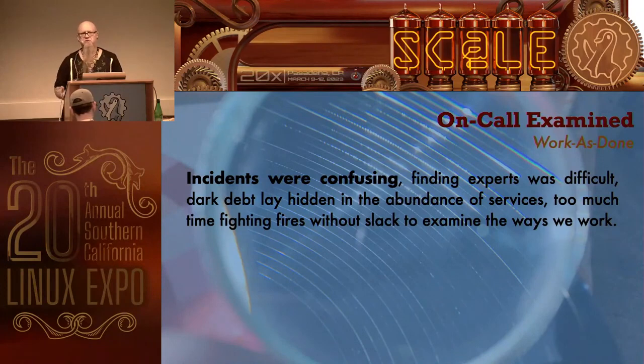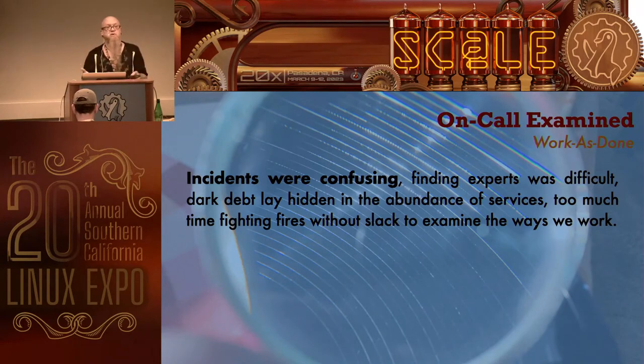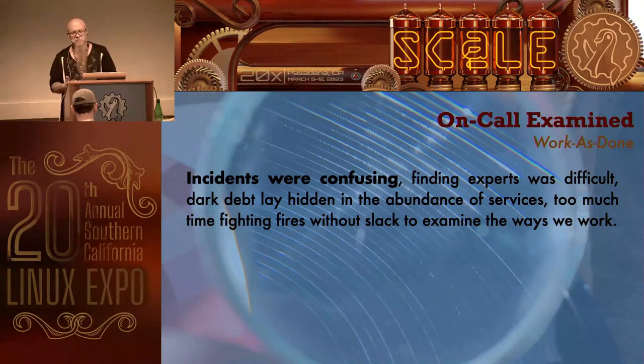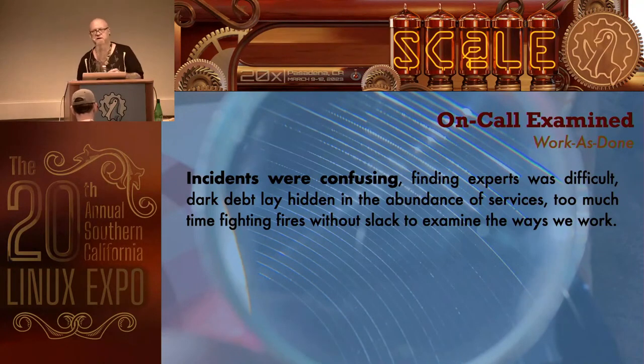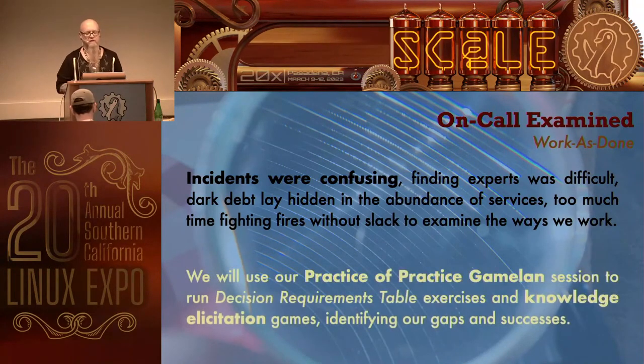Dark debt. I mentioned there's a lot of turnover in startups sometimes, and that can leave behind things where tribal knowledge just kind of disappears. Complexity encroaches in, and then all of a sudden you're surprised by something that you didn't even know was there. That's what dark debt is like. Too much time fighting fires. This is probably starting to sound similar if you've been on call any time in your life.